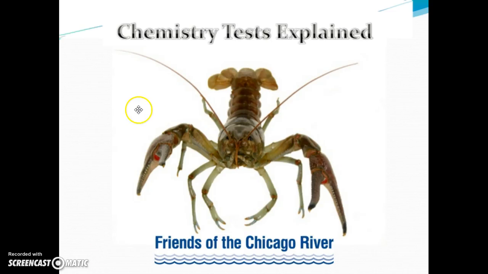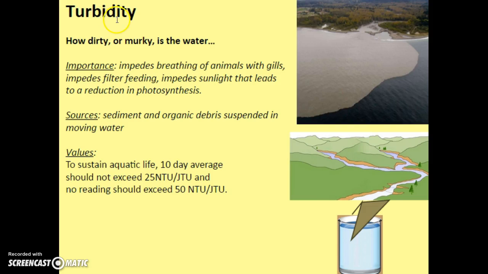In this lecture, we're going to go over the chemistry tests that we are going to be using to find out the health of the body of water that we're studying. And we'll apply this to the Middle Fork River most of the time. One of the things we'll look at is turbidity, or pretty much how dirty or how murky the water is.